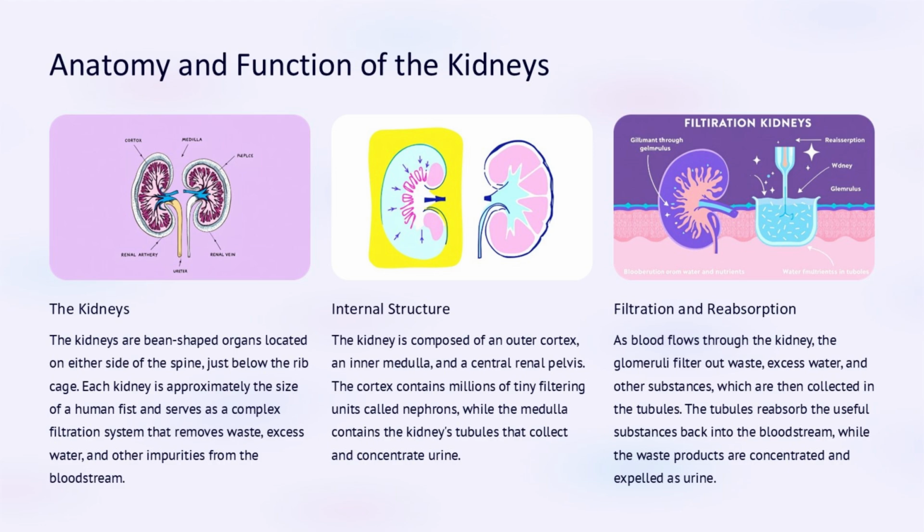The kidney is composed of an outer cortex, an inner medulla, and a central renal pelvis. The cortex contains millions of tiny filtering units called nephrons. The medulla contains the kidney's tubules that collect and concentrate urine.